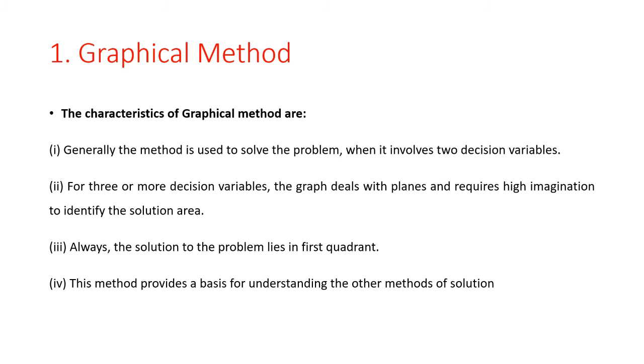When we use the graphical method, if the objective function, that is Z, is a function of two variables only, then this type of problem can be solved by using a graphical method. So if we have a problem of two variable type only, we can solve this type of problem by using a graphical method.